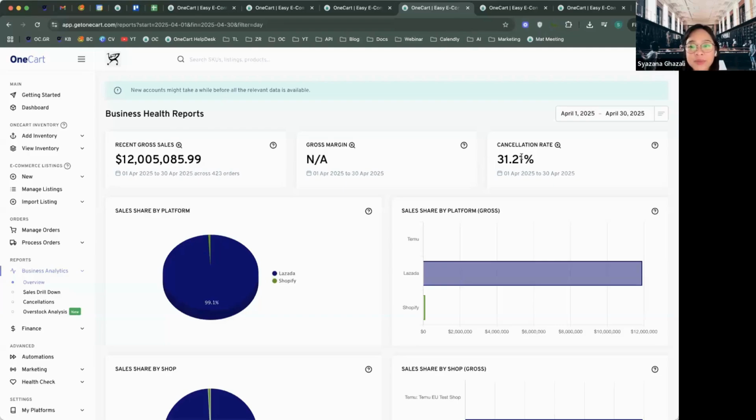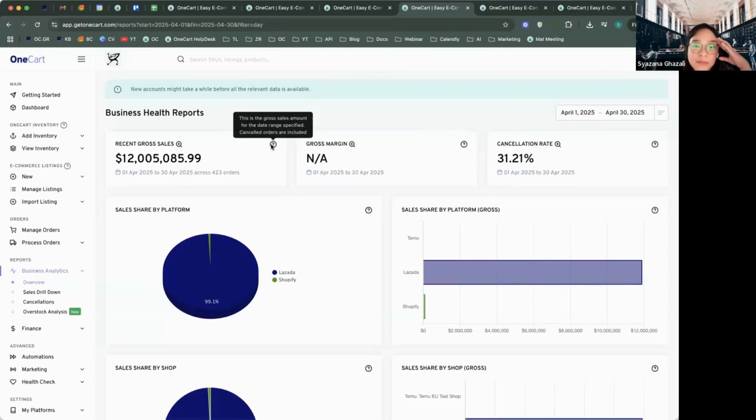Also here, you're able to see the gross margin and the cancellation rate. Most of the users ask me, Shaz, I want to understand how you derived those numbers. If you see this small question mark symbol at the corner, it tells you how OneCart calculates them. For example, the gross sales is the amount for the date range specified, and cancelled orders are included. So for April 1st to April 30th, the gross sales are included, as well as the cancellation orders.